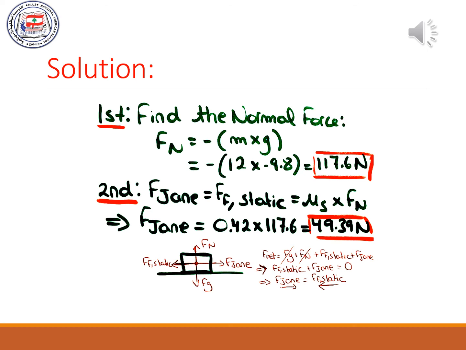Second, you find the force of Jane. So in the figure in front of you, you can see force of Jane is acting forwards. The force of static friction is acting backwards. Normal force is upwards and the gravitational force is downwards. Normal force and gravitational force are equal and opposite, so they cancel each other. However, static friction and the force of Jane are equal and also opposite. So in order to calculate the force that Jane must exert in order to move the object, we do the coefficient of static friction times the normal force. And we get the answer in newtons, of course.